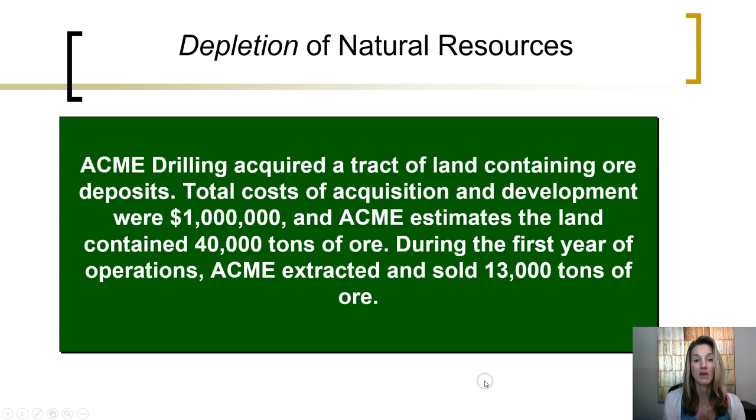For example, Acme Drilling acquired land containing ore deposits. The total cost of acquisition and development were $1 million, and Acme estimates the land contained 40,000 tons of ore. During the first year of operations, Acme extracted and sold 13,000 tons of ore.